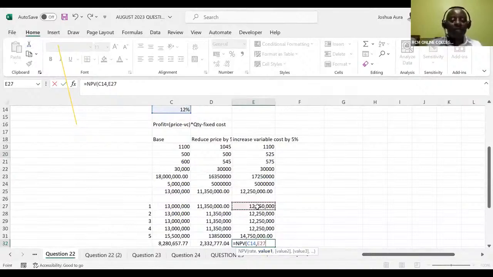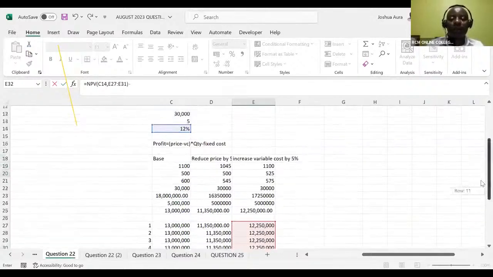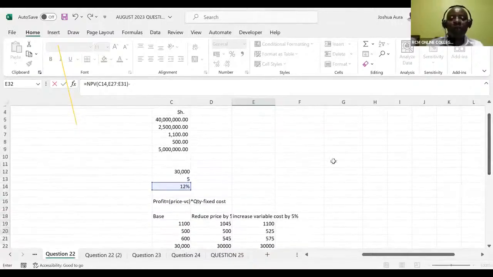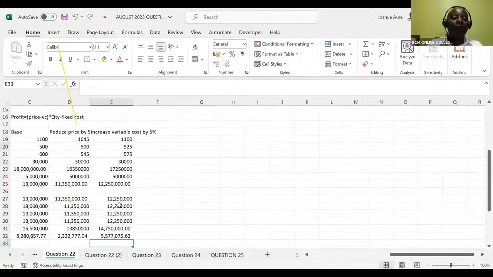So I'll come and take this like that. I'm able to move to there. And then of course, having taken all the values, I simply come and say close bracket. I say minus the initial outlay. Look for the initial outlay somewhere. Initial outlay is 40, like that. So you enter. So I'm getting 5.5 million as the NPV.